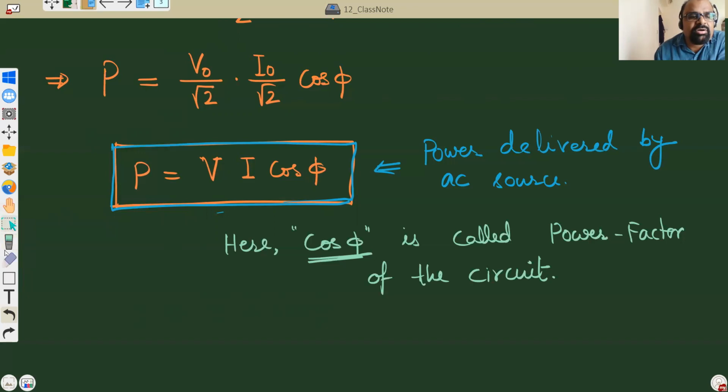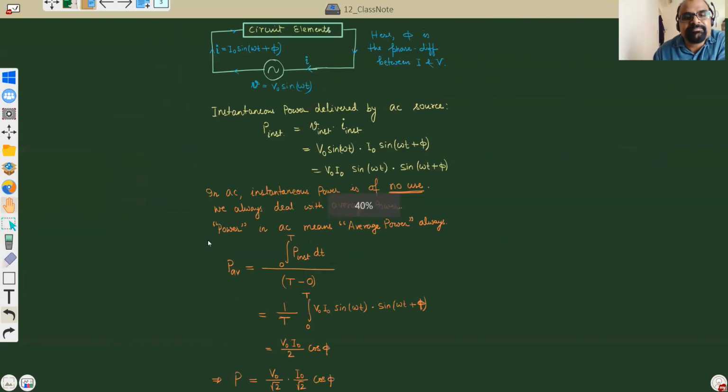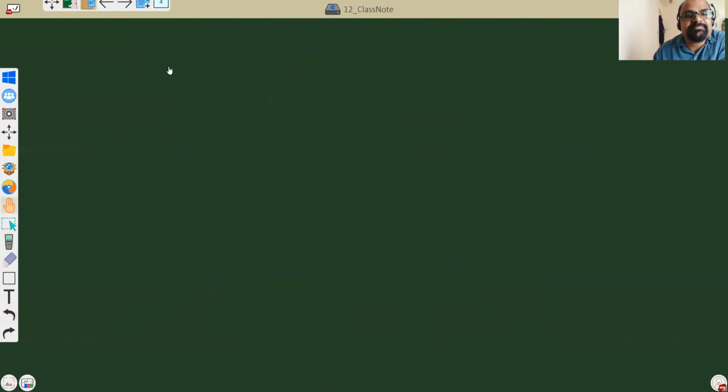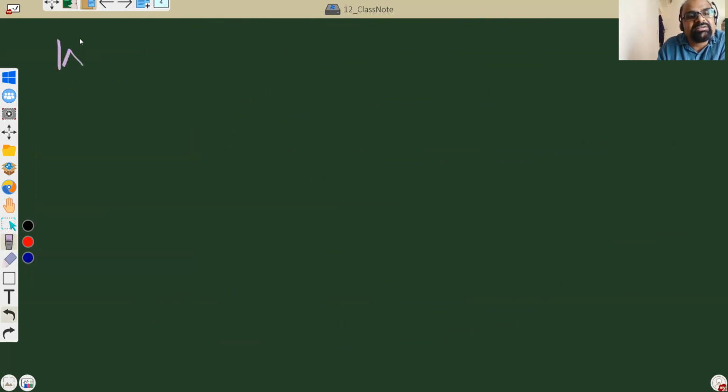Now, there is one more thing which is called wattless current. So let's study wattless current. Okay, let me do wattless current in the next page. So there is one more quantity called wattless current, and I will show you what this quantity is all about.